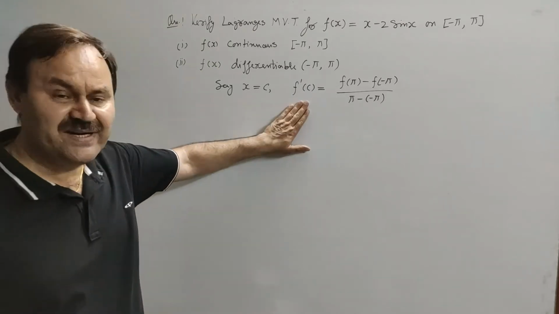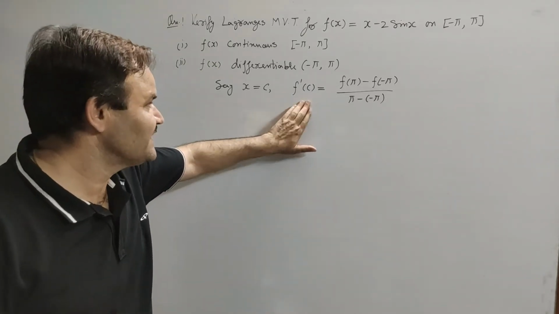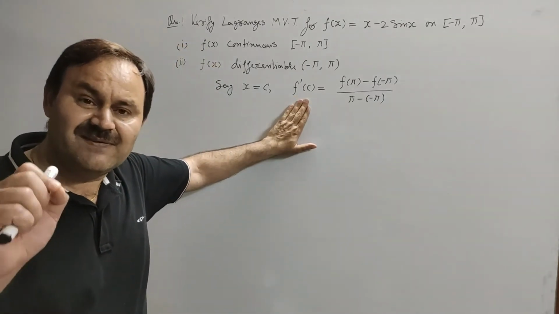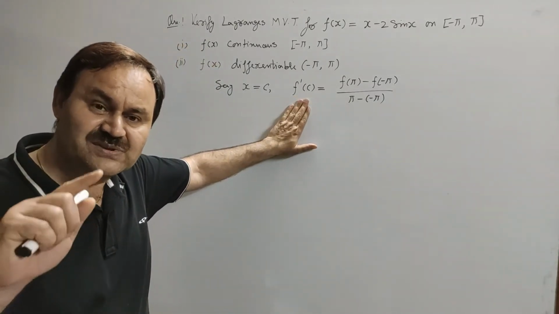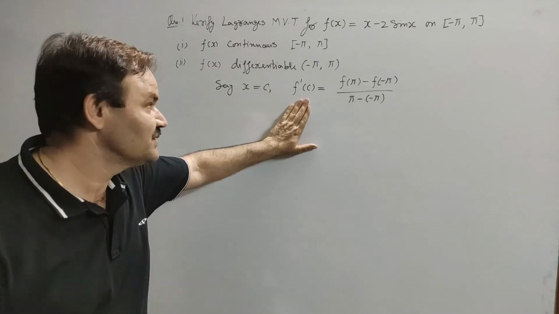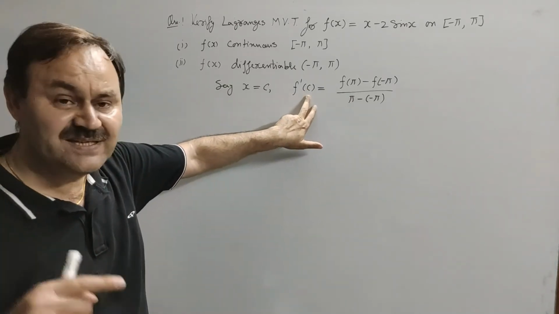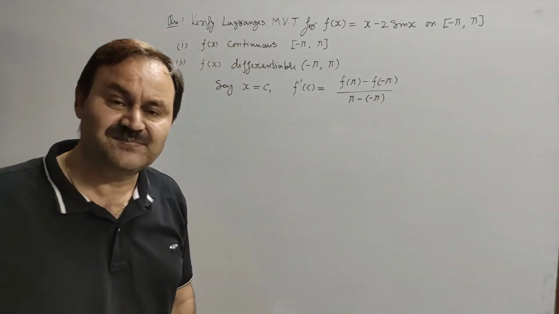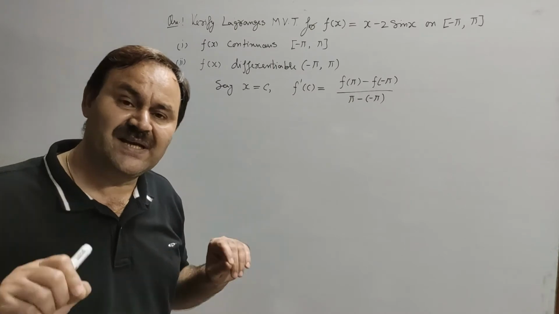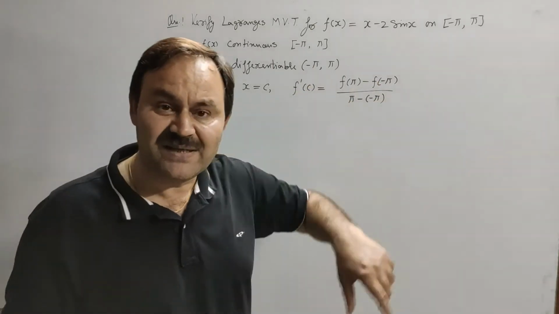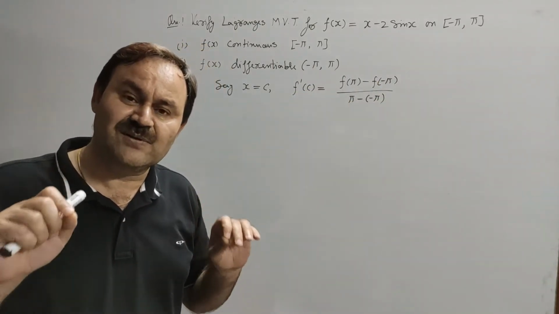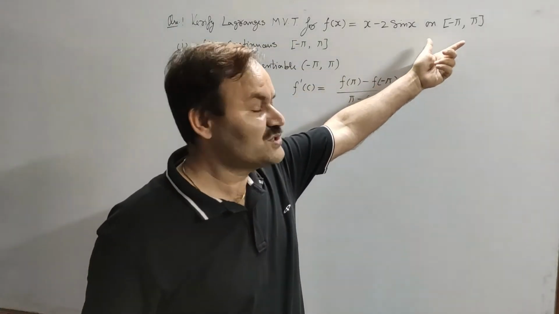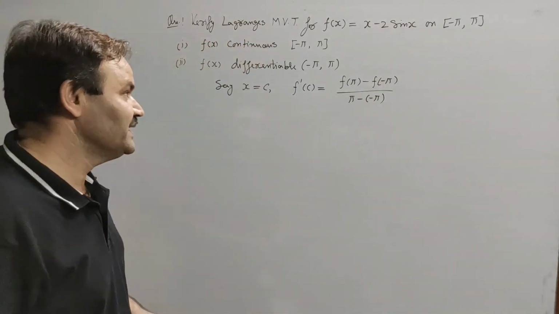So we will have to find out the value of c satisfying this condition, and if Lagrange's theorem is true, then we will have to prove that c is lying between minus pi and pi. That is, if c lies between minus pi and pi, then Lagrange's theorem will be verified for this function on the closed interval minus pi to pi.